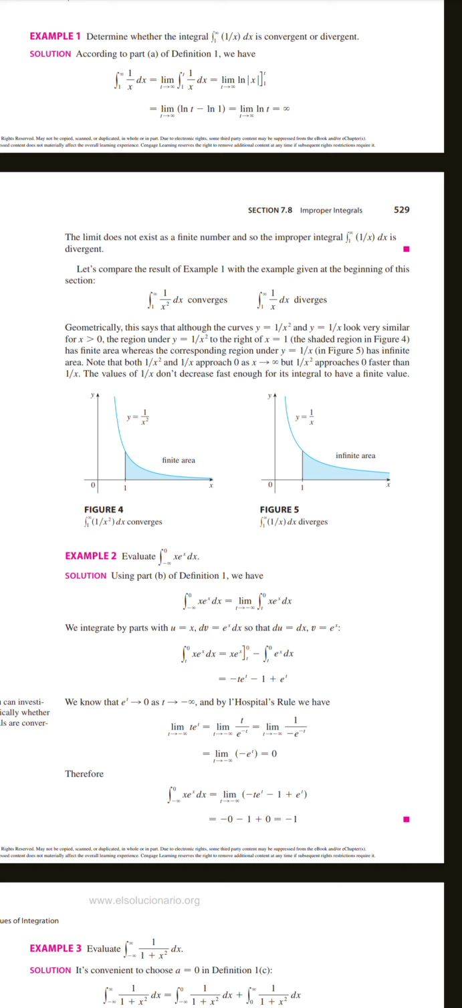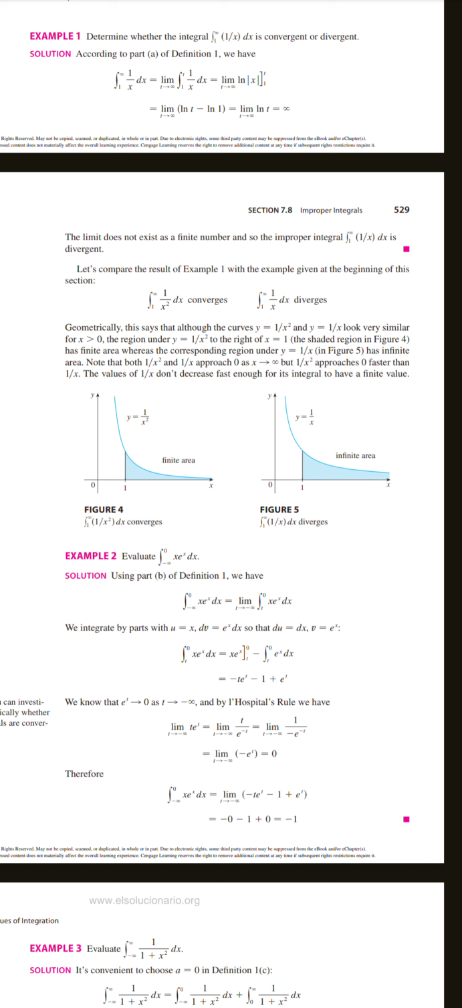Geometrically, this says that although the curves y equals 1 over x squared and y equals 1 over x look very similar for x greater than 0, the region under y equals 1 over x squared to the right of x equals 1, the shaded region in Figure 4, has finite area, whereas the corresponding region under y equals 1 over x in Figure 5 has infinite area.